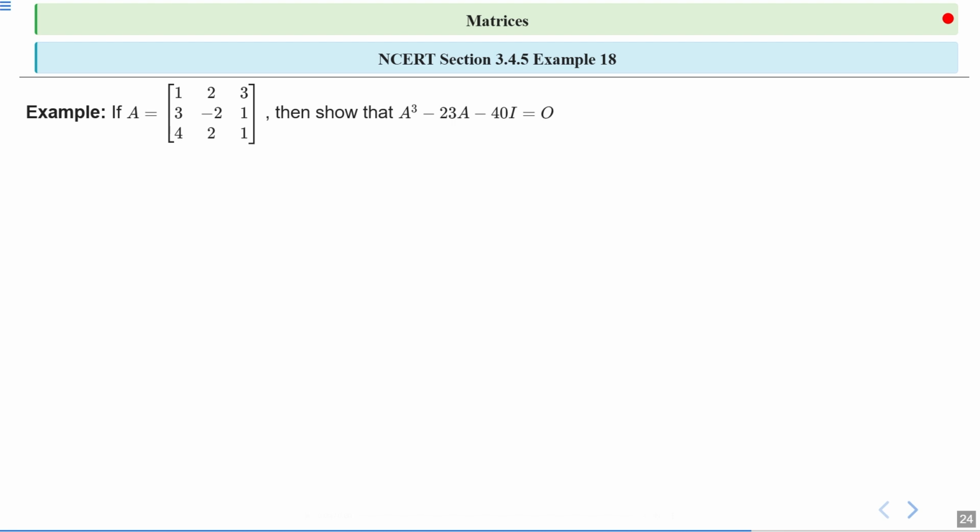Next, NCERT section 3.4.5 example 18. Example 18 says: if matrix A is [1, 2, 3; 3, -2, 1; 4, 2, 1], then show that A cubed minus 23A minus 40I is equal to O. Right? So our goal is to show that A cubed minus 23A minus 40I is equal to O, where I is the identity matrix and O is the zero matrix. This example will help us understand how matrix operations can be used to verify specific algebraic identities.